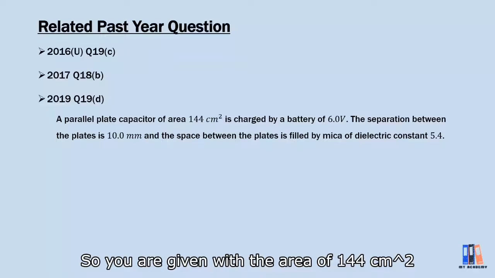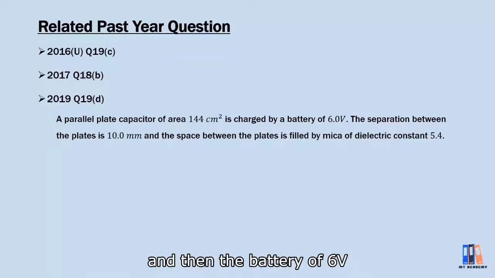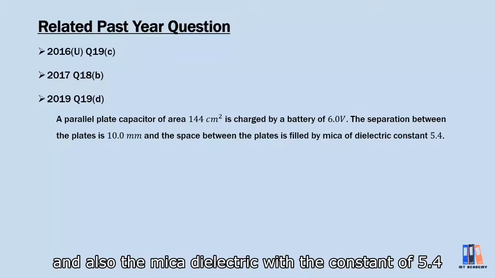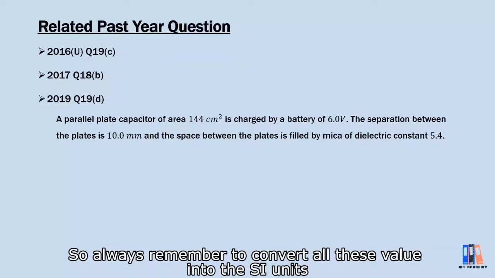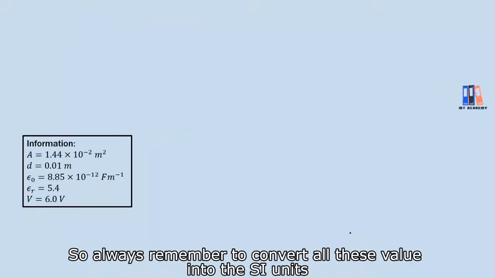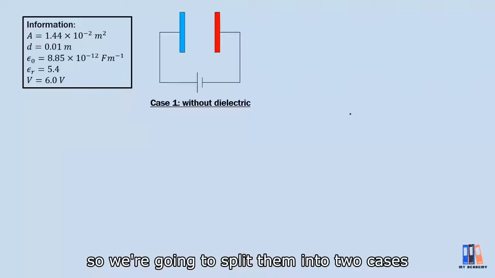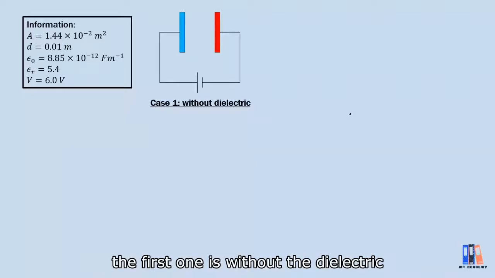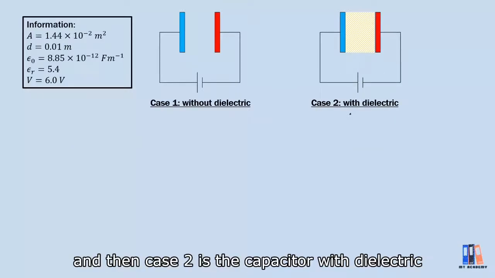You are given the area 144 centimeters squared, a battery of 6 volts, a distance of 10.0 millimeters, and also a mica dielectric with a constant of 5.4. Always remember to convert all these values into SI units. To discuss this question, we're going to split it into two cases. The first one is without the dielectric, and case 2 is the capacitor with dielectric.